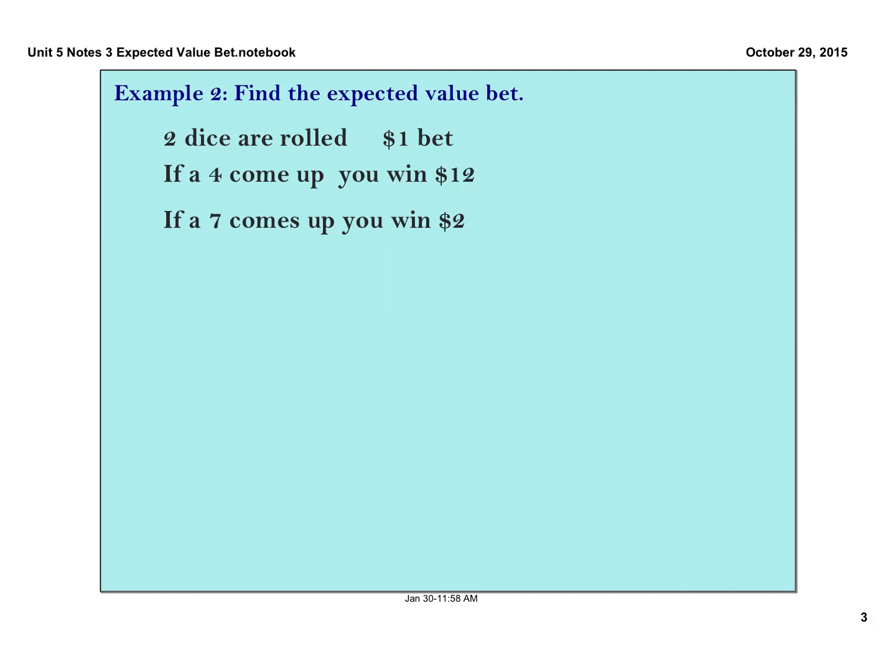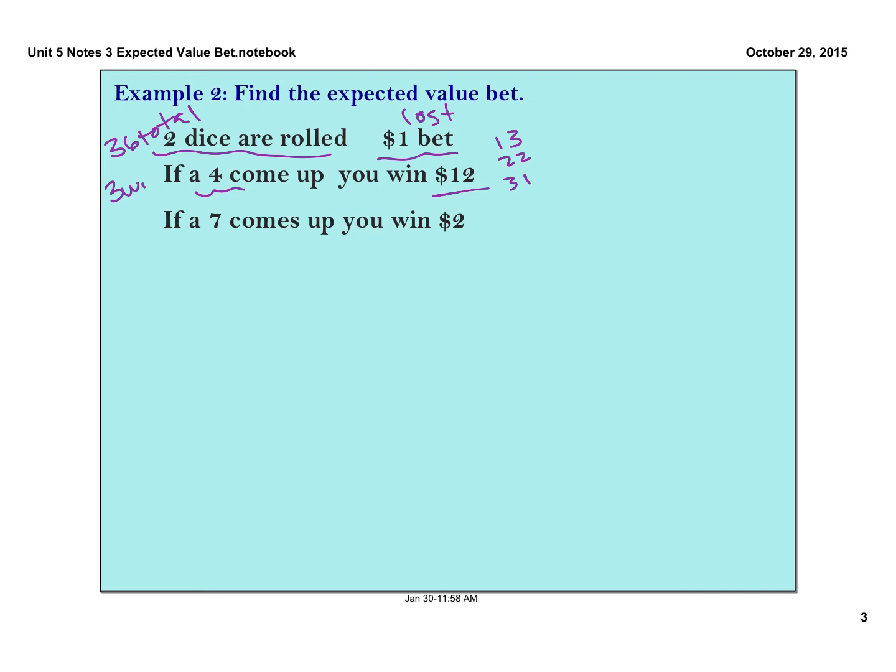All right, let's take a look at example 2. In example 2, we're again looking at dice. So I know that 2 dice are rolled, so that's 36 total. Then it says you're placing a $1 bet, that's your cost. If a 4 comes up, you win $12. So how can I get a 4? I can get a 1 and a 3, a 2 and a 2, and a 3 and a 1, that's it.